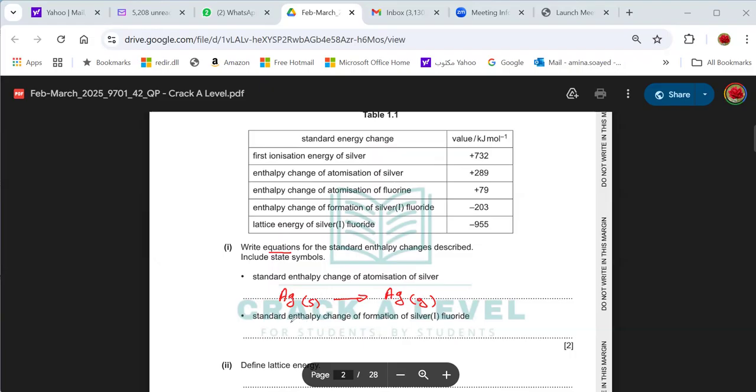The second equation, they said standard enthalpy change of formation of silver 1 fluoride. So we know that the standard enthalpy change of formation is the enthalpy change when 1 mole of a compound is formed from its elements in their standard physical states. So here we want to form silver fluoride solid from its elements, which are the silver solid, and here we have to put half fluorine gas because there should be here 1 mole of silver fluoride, and that's why we have to put here half fluorine gas.